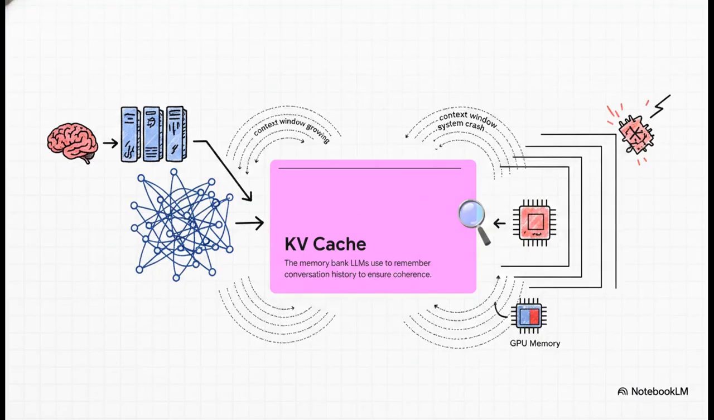To really wrap our heads around extreme engineering breakthroughs like Google's TurboQuant, we first need to define the key value cache. Large language models use this cache as a sort of memory bank to remember conversation history and keep things coherent. But as the context window grows, this cache expands linearly. It just eats up available GPU memory until the whole system crashes.